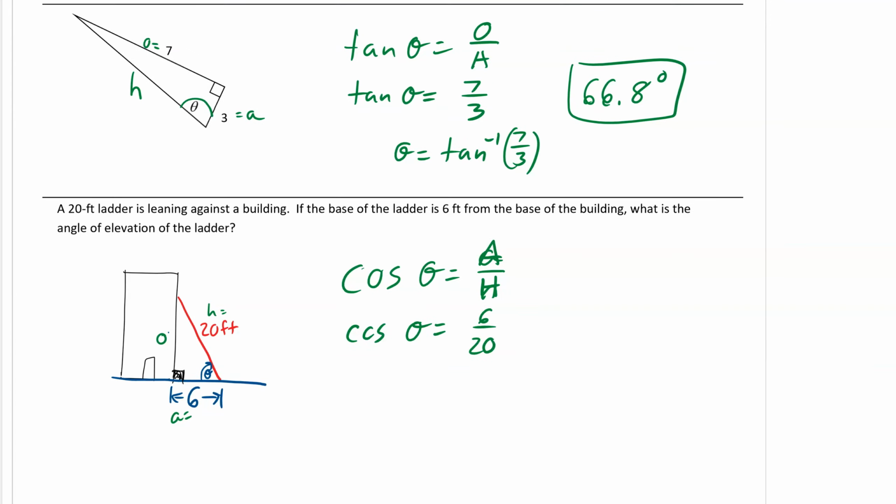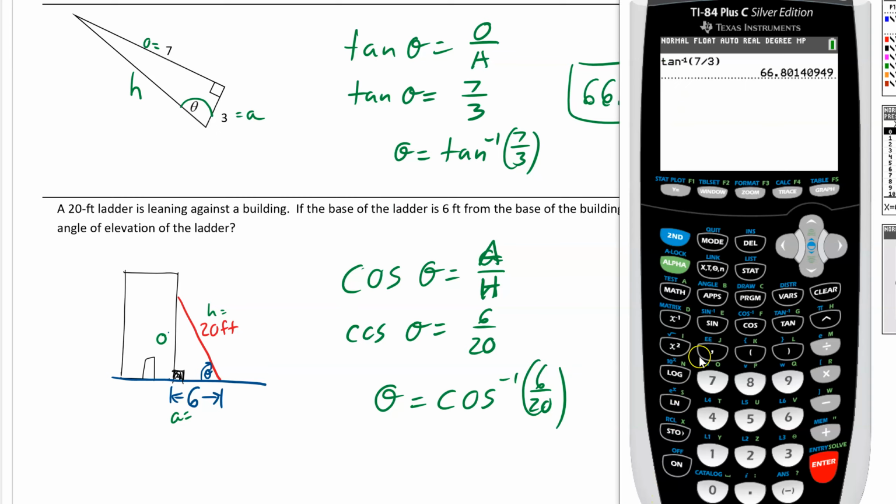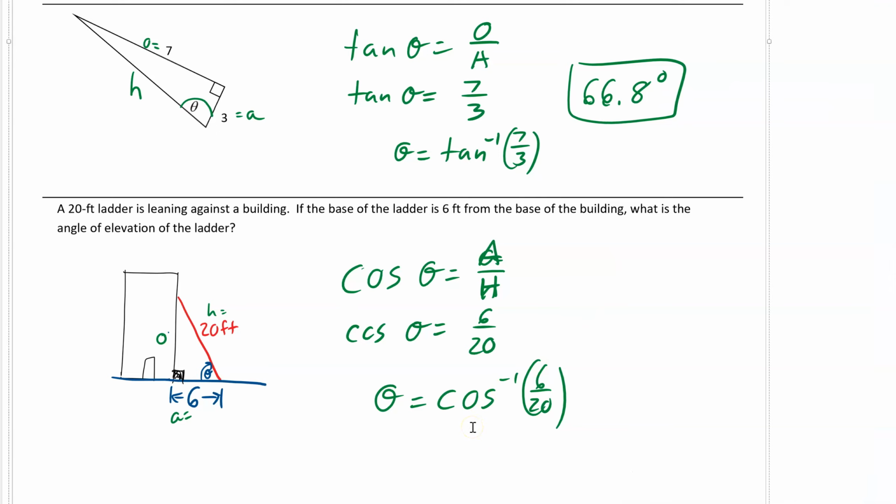And this is an angle one. So we say theta equals inverse cosine of 6 over 20. And you notice I'm not even reducing. We just plug it in the calculator. So second cosine 6 divided by 20. Close it. Hit enter. And it says 72.54 degrees. So 72.54 degrees is our angle of elevation.